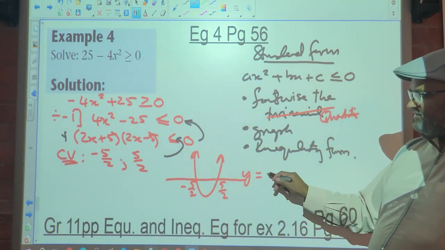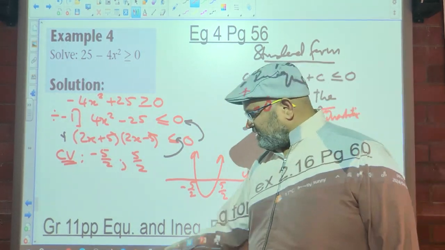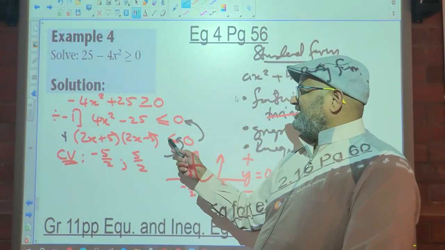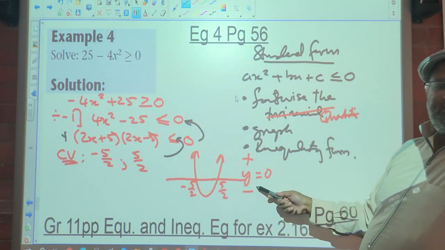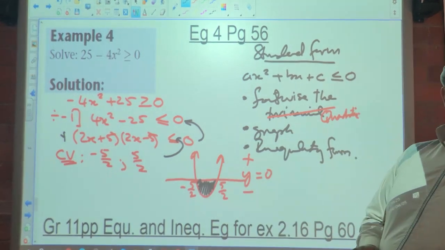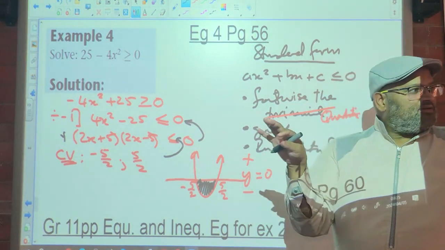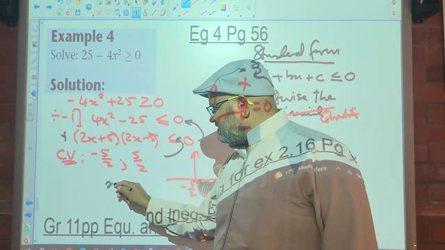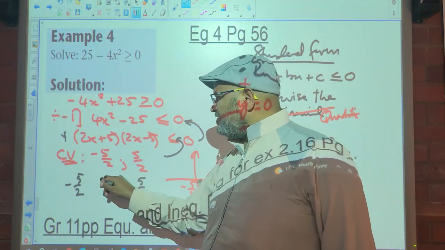So this is y is equal to 0. This is more than and less than. So this is the inequality. The function must be less than or equal to 0. So less than or equal to 0, is that positive or negative? Negative. So it's this part of the graph here. You see that, people? Is that solution together or is it apart? Together. So the inequality must also be together. In other words, x must be between negative 5 over 2 and 5 over 2. The inequality will always go that way.